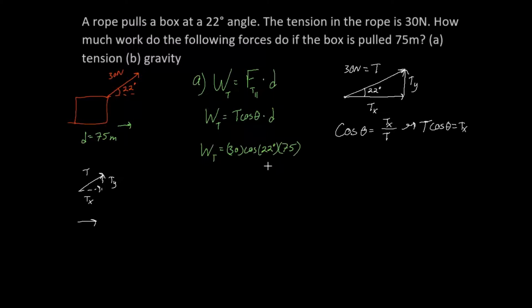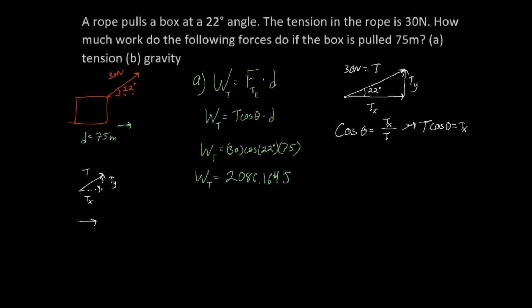Plugging all this into the calculator, because we're hitting that sine, cosine, or tangent button, we have to make sure we're in the right mode. Since it's 22 degrees, I'm going to make sure my calculator is in degree mode. So 30 times the cosine of 22 degrees times 75 tells me that the work due to tension is 2,086.164, and the unit for work is joules. So there is the work that is applied by that tensional force.